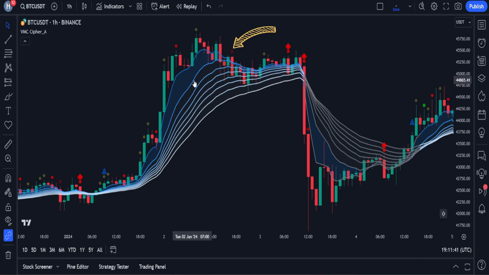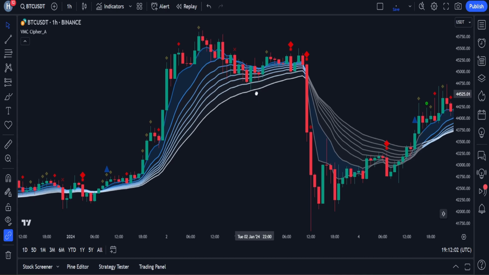After that, we have these red symbols. It's a hard warning that it's time to consider taking your profits and exiting the market, or even considering opening a sell trade. Last but not least, we have these big red diamonds. These big red diamonds are a last warning given by this indicator that after this, we can expect the market to go in the downward direction. So this was all that you need to know about this indicator.